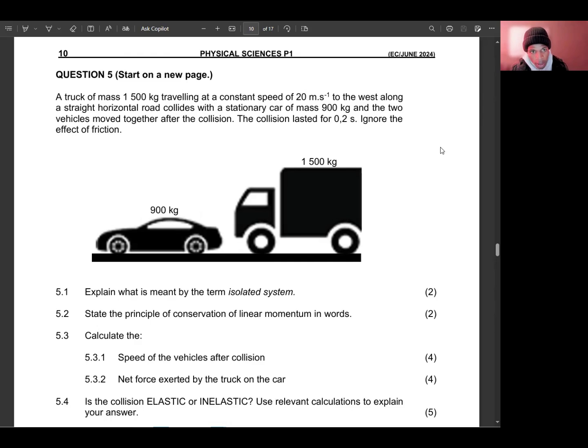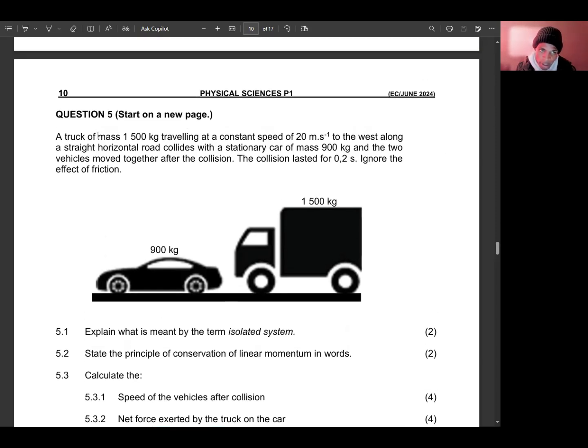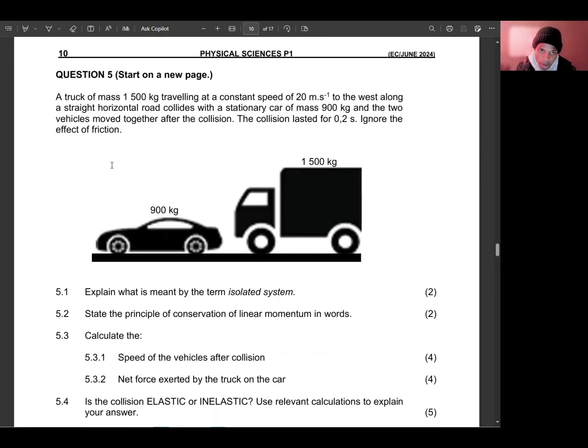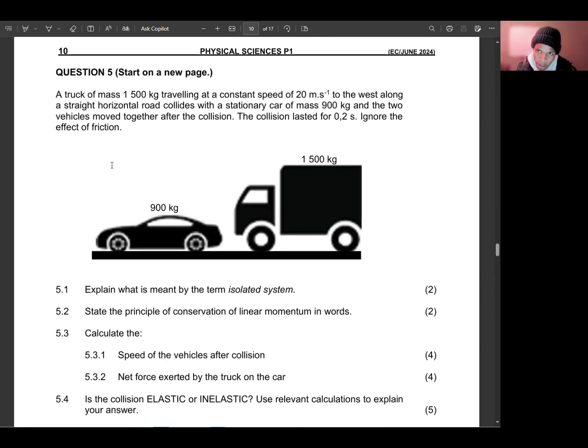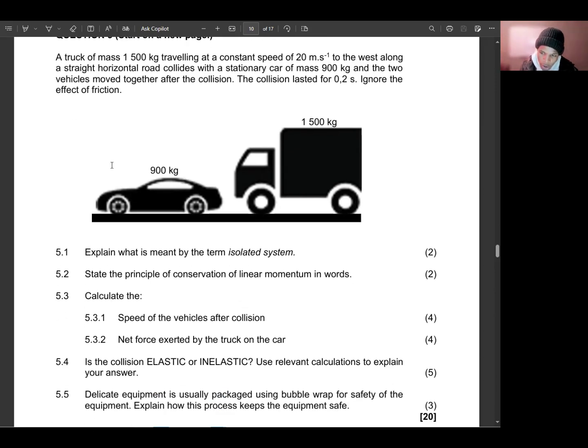Okay, so now we are on question 5, which is your principle of conservation of linear momentum. So it says a truck of mass 1,500 kg traveling at a constant speed of 20 meters per second to the west. Note the direction there, it's west, right? So we know that whenever we are given our direction as west, we must take it as negative, right? Because west is to the left.